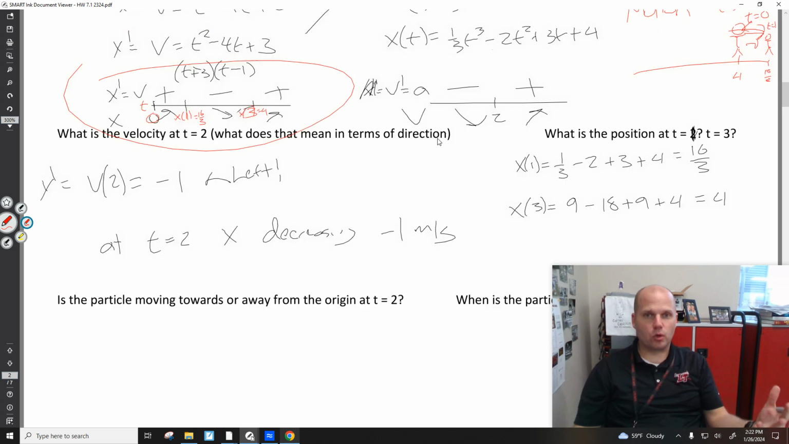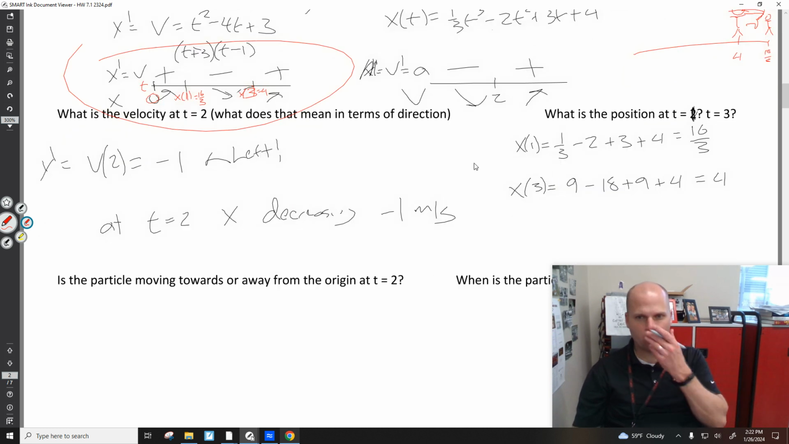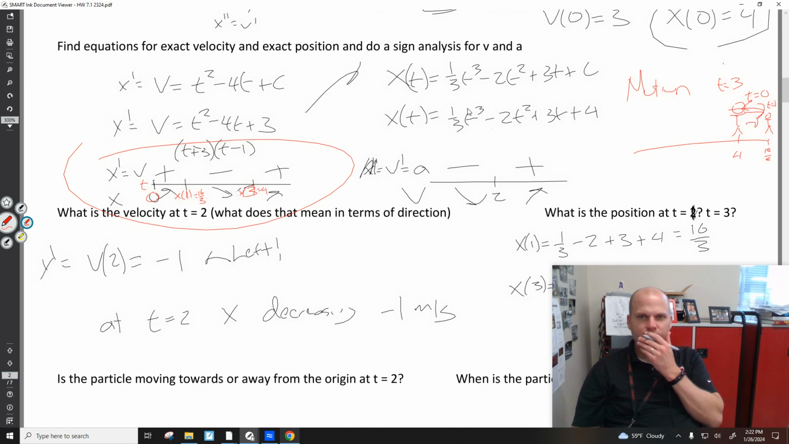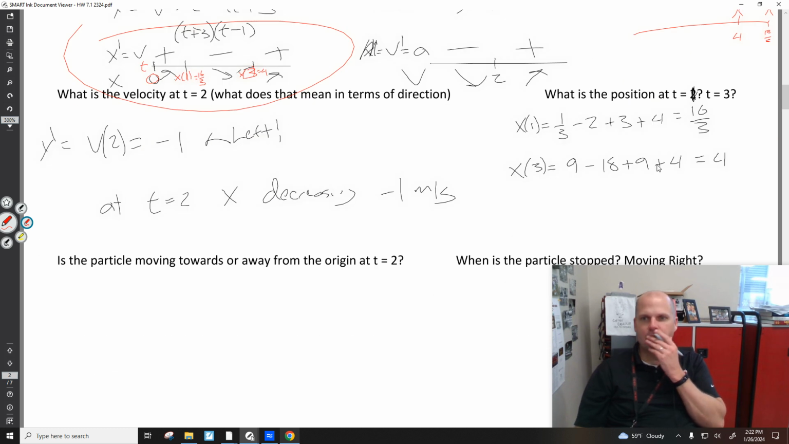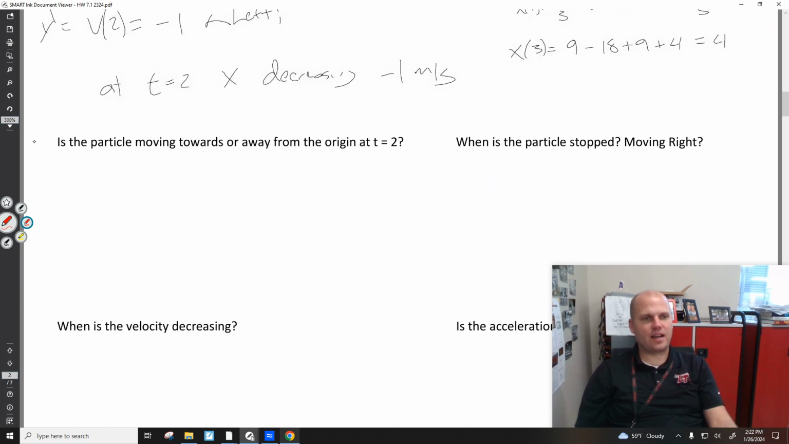Is the particle moving towards or away from the origin at time equals 2? Well, we know my positions are positive, all my positions, because I hit this minimum position of 4 when I plug in 3. 9 minus 18 plus 9. Yeah, so I know my positions are positive. I probably should find the actual position because if you know if you're going towards or away from the origin, it's like a position of 0.